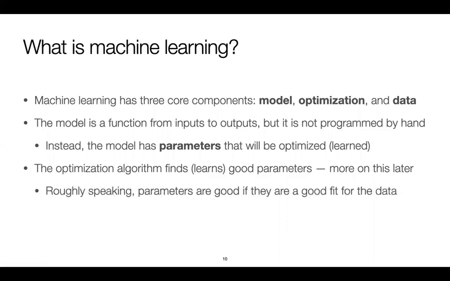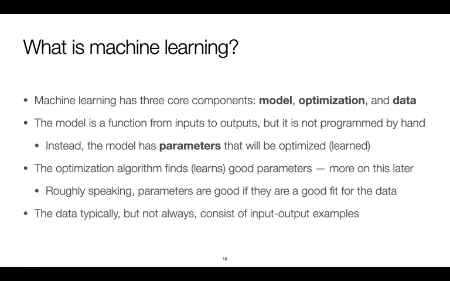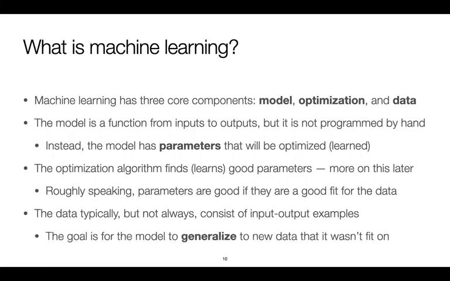But roughly speaking, we call parameters good if they fit the data well, if they can explain the data that we've seen. The data typically, but not always, consists of input-output examples, so examples of what we want our model to be able to represent. We'll see examples in this class of data that doesn't look like this, but for the most part, our data is going to look like input-output examples.